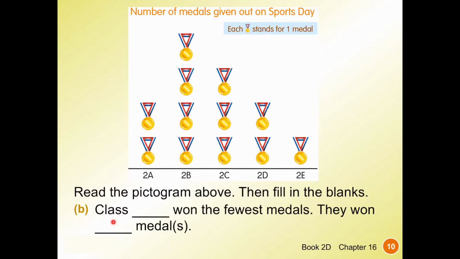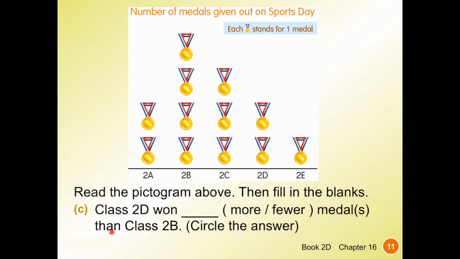Part B, class blank won the fewest medals. They won how many medals? Once again, by looking at the pictogram, we know right away 2E won the fewest medals, because this class only got one medal.